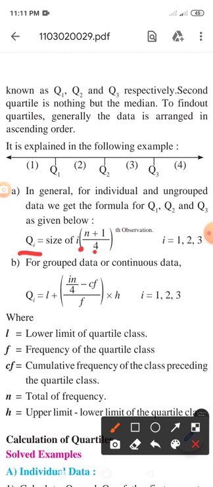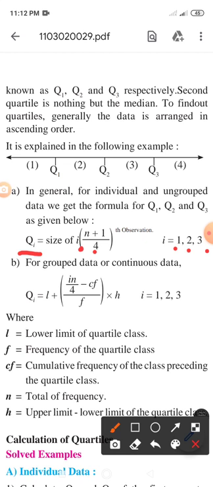Bracket complete observation. I stands for the first quartile, second quartile and third quartile. If you want to write a formula of Q1, then Q1 is equal to size of first into bracket n plus 1 upon 4th bracket complete observation. If you want to calculate the second quartile, then Q2 is equal to size of second into bracket n plus 1 upon 4th bracket complete observation.